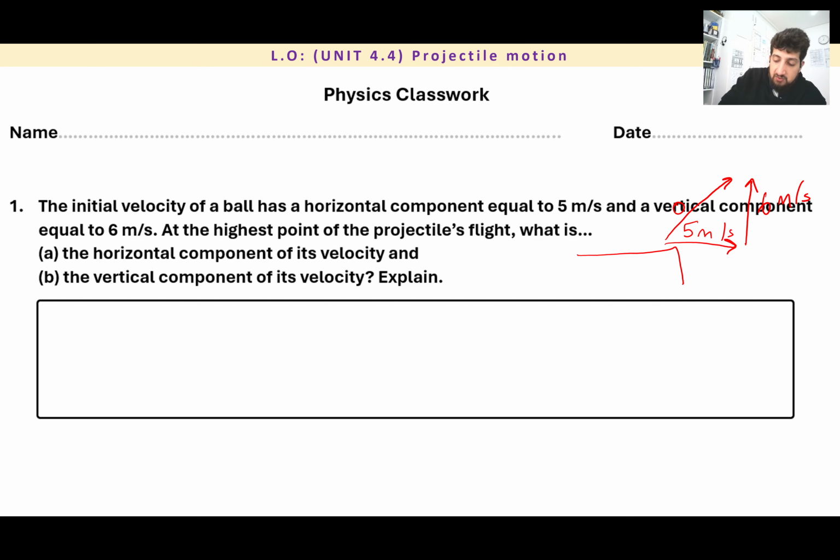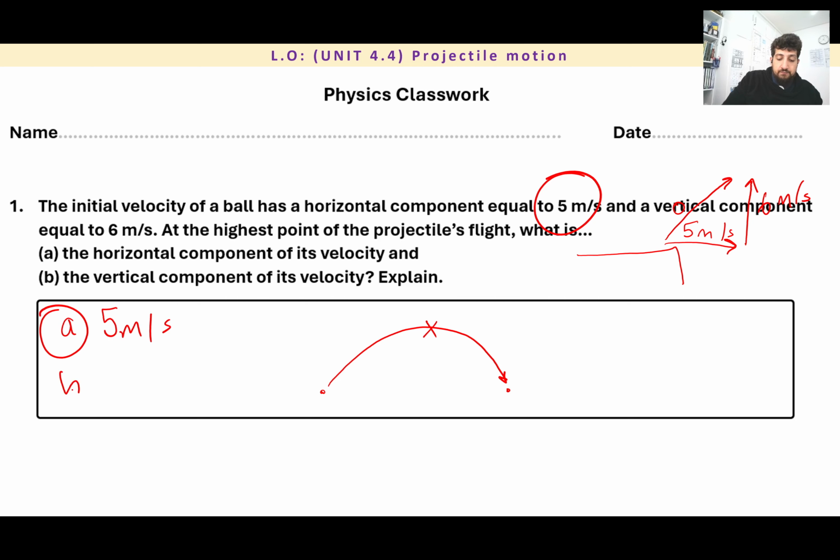So first of all, let's draw this image. So we've got a ball, and it's going to come down. And this is the highest point. At the highest point, the horizontal component is going to be equal to the horizontal component anywhere during the flight, because the horizontal component doesn't change, because it's constant. So it's going to equal 5. It's a trick question. 5 meters per second.